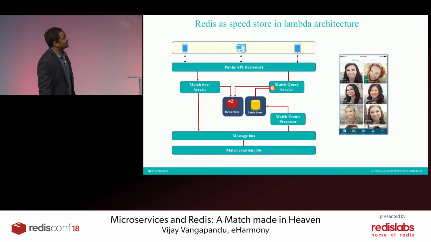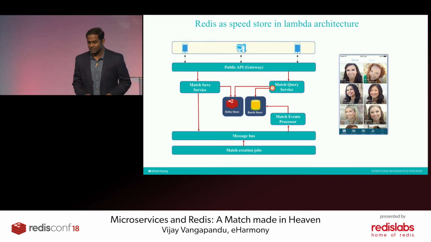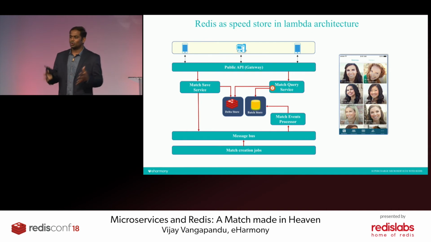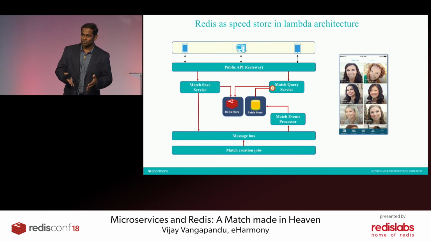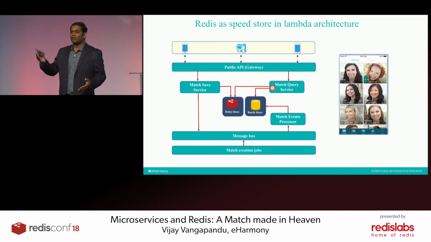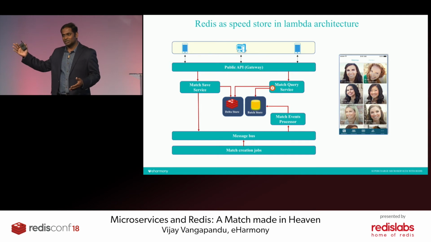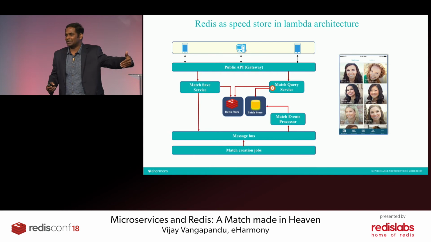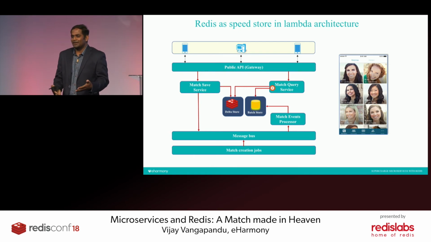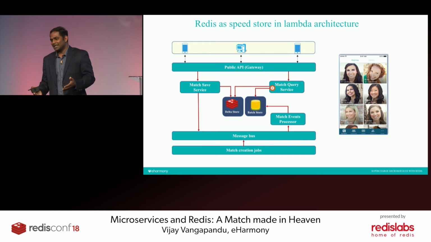Next one, Redis as a speed store in Lambda architecture. I think there's only one slide. We had a problem where, when we are generating millions of matches, we have to insert millions of records into one store. So when we run these match models, or the matching system, the front-facing services used to suffer in response times, because it's a burst of writes. You can scale reads as many as you want, but writes have certain limits.